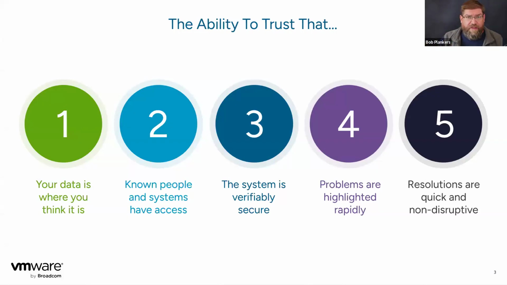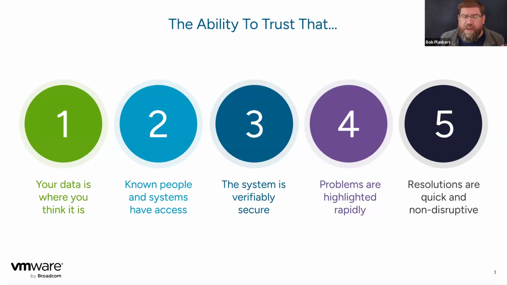It's in a particular data center, it's not been moved around by somebody. The people that have access to your systems, who they are, it's a finite number of people. You can reach out and poke them at some point if you want. Verifiably secure. The VCF operations stuff, we can check it and see where we're at any time. And if we're not there, those problems are highlighted quickly.